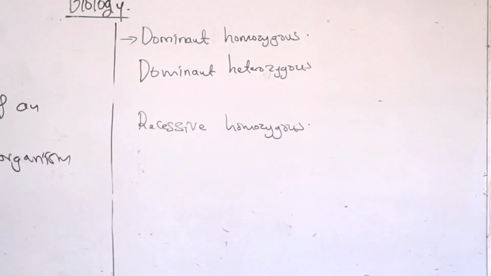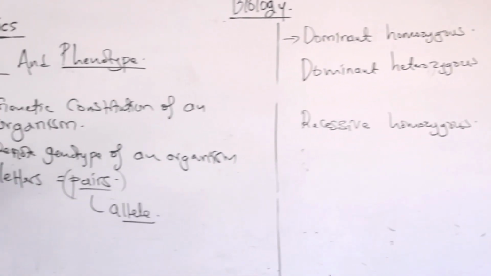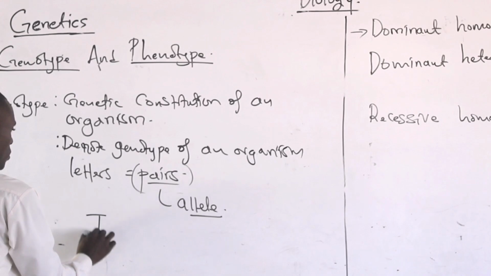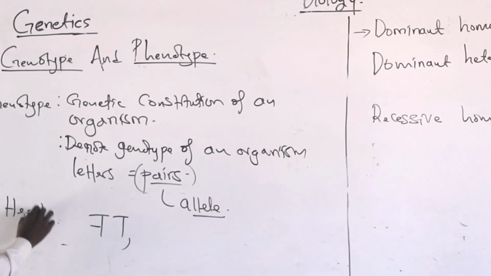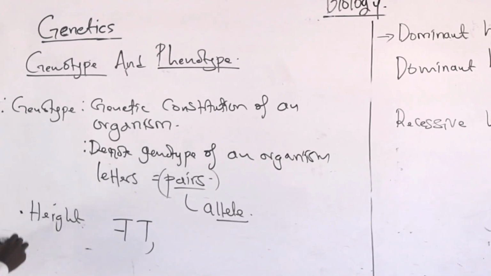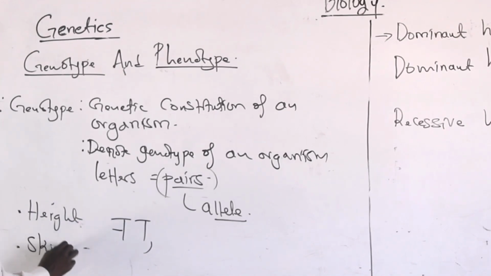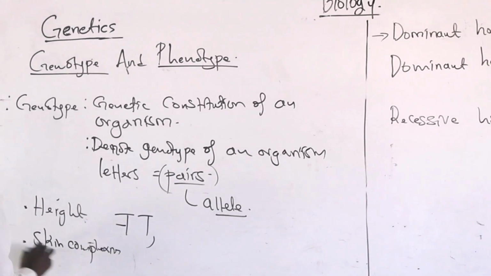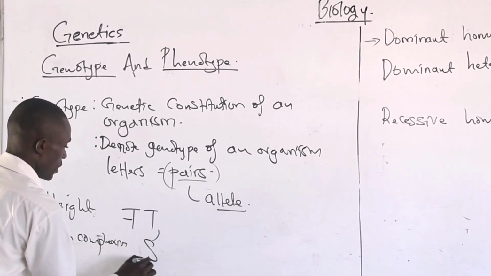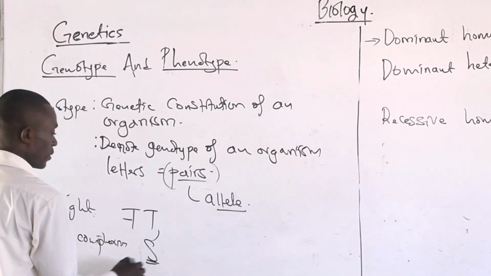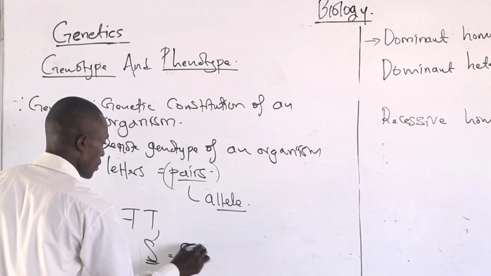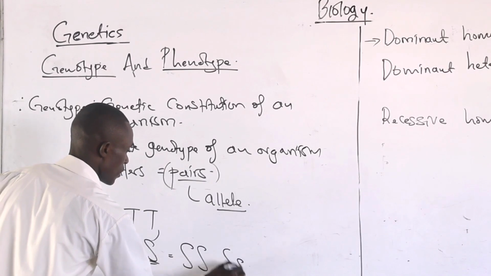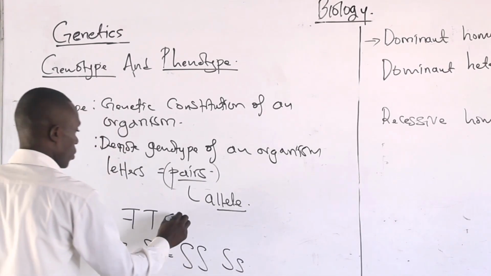We're saying genotype is denoted by using a pair of letters. For example, I can use T as the genotype of a subject. For example, if T is for height, and for skin color or skin complexion, maybe I use letter S to represent it. So this one is the gene. Then the genotype has two alleles, which could be S, S, or s, s.